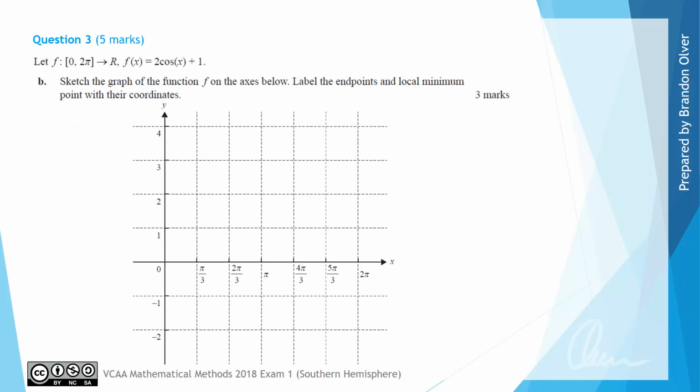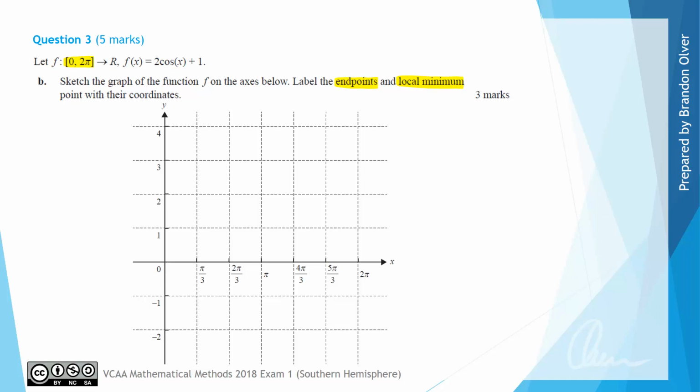For part B, we want to sketch the graph of the function f on the axes below, and we need to label the endpoints and the local minimum point with the coordinates. And now, just importantly, we need to note that 0 to 2 pi is the restricted domain for the graph, and that is shown on the scale of the x-axis too.